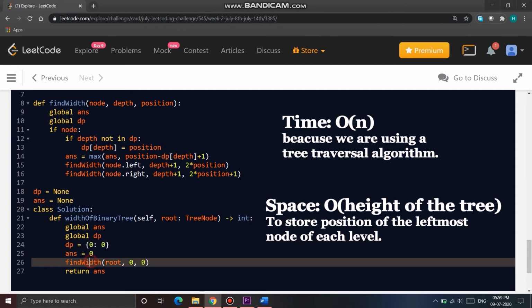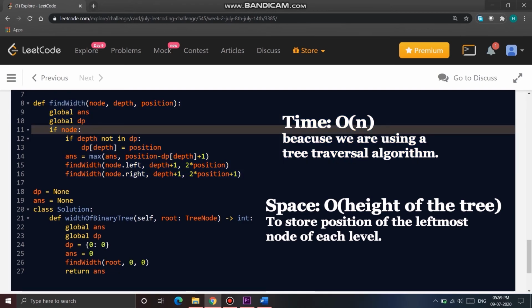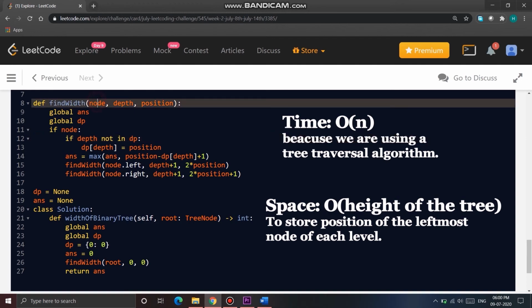Then we define a method which accepts a node, its depth, and its position. And this function is going to update the global answer whenever we find a larger width or larger difference between the position of the end nodes. Let's see how it works. If node is not null, then we check if we are visiting this level L for the first time or not. If we are visiting this level for the first time, it means that the current node is the leftmost node of the current depth.